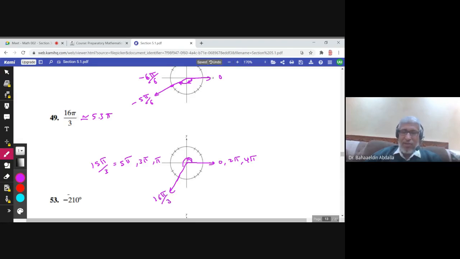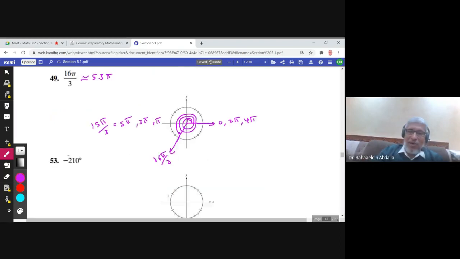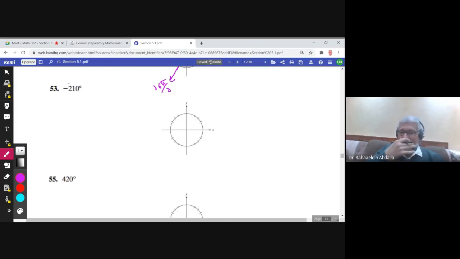But we went once to pi, then twice to 3 pi, then to 4 pi, 5 pi, then up to here. We rotated 1, 2, 3 rotations, okay, until we reach 16 pi over 3. Now in degrees, the angle is in degrees. Negative 210. If you are in degrees, work in degrees. So this is 0. This is negative 180 degrees. Negative 210 is more than negative 180 by 30. So this is the angle negative 210 from here to here. Okay.